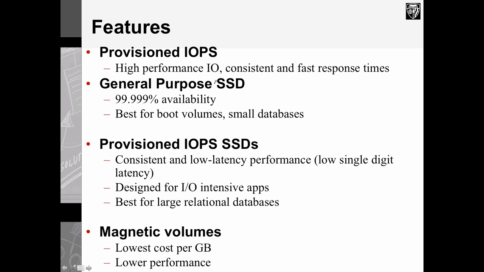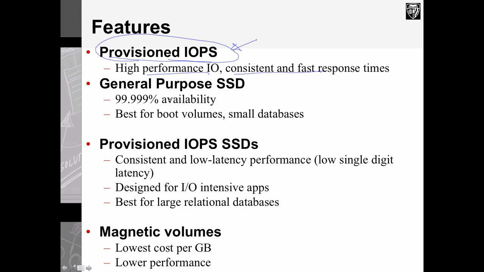So, some of the features of EBS volumes. The first feature we want to talk about is called provisioned IOPS. Provisioned IOPS essentially guarantee high performance IO, or input-output operations, from our devices. They provide consistent and fast response time for our applications. So if you have applications like database, NoSQL applications that require consistent high and fast response times, you need to enable provisioned IOPS for your EC2 instances. Provisioned IOPS is an additional cost on top of the EBS volumes.